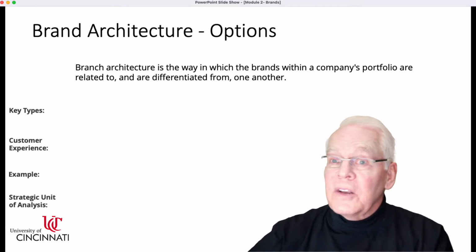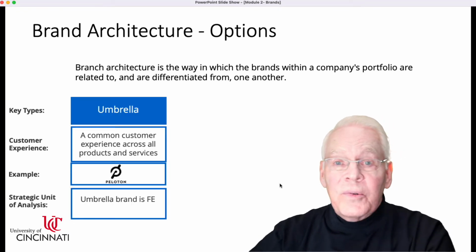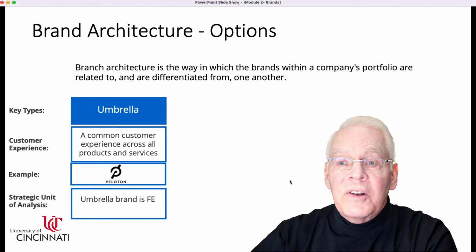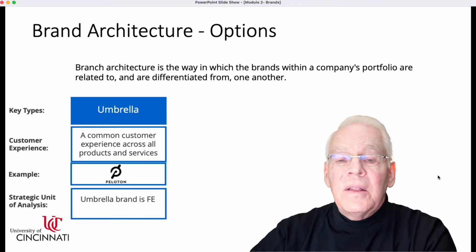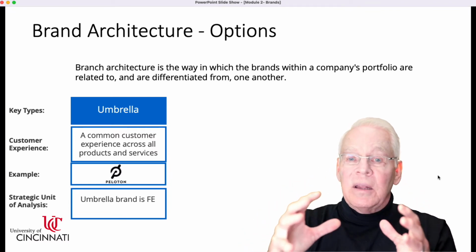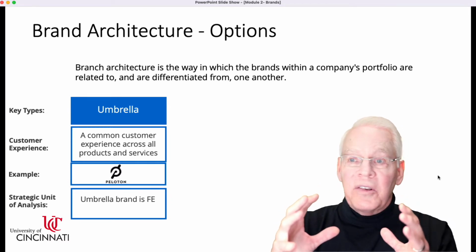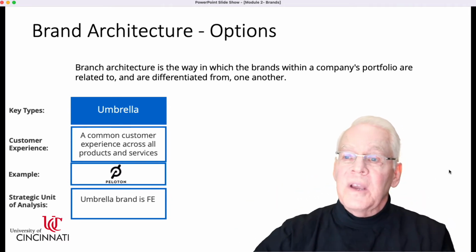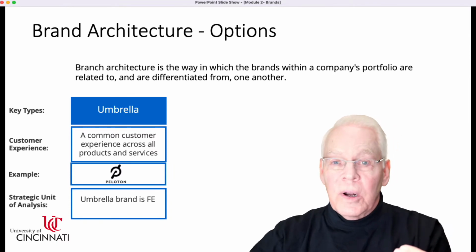So brand architecture works like this. We have at one extreme what is an architecture called the umbrella model. The umbrella model means that there is one overarching umbrella brand that basically covers all the experiences. It's all encompassing. It is how the entire company is organized.